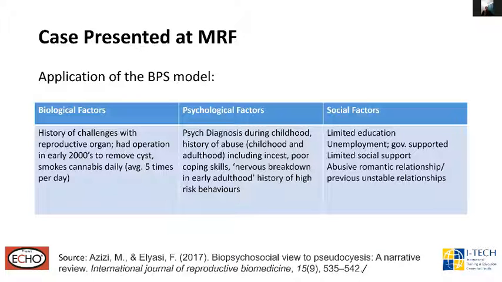Psychological factors. She was given a psych diagnosis during her childhood of depression. She reported that she was seen by a psychiatrist during her early childhood, as she was a ward of the state. She was placed in St. Jude's home for some time. She has a history of abuse during her childhood and her adulthood, which included incest, and she also has poor coping skills.